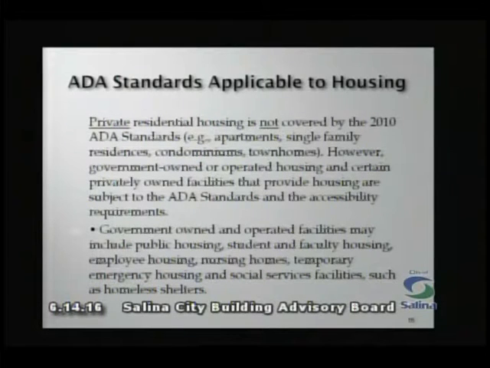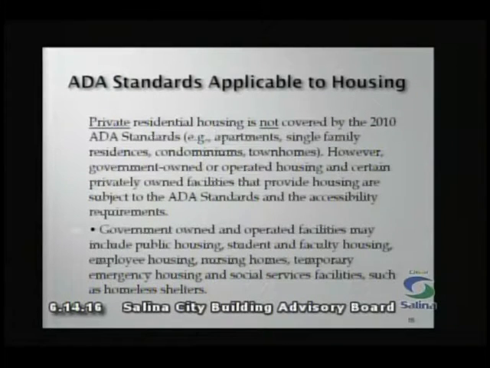Now, as it applies to housing, and this gets a little more complex, private residential housing is not covered by the 2010 ADA standards. Apartments, single-family residences, condominiums, townhomes. Now, this means private residential housing is not covered by it. It is 100% privately financed, owned, and operated without any federal funds, so no funding was obtained from the federal government to build these facilities, or still used to supplement rent, et cetera. If that happens, they do fall under the category.